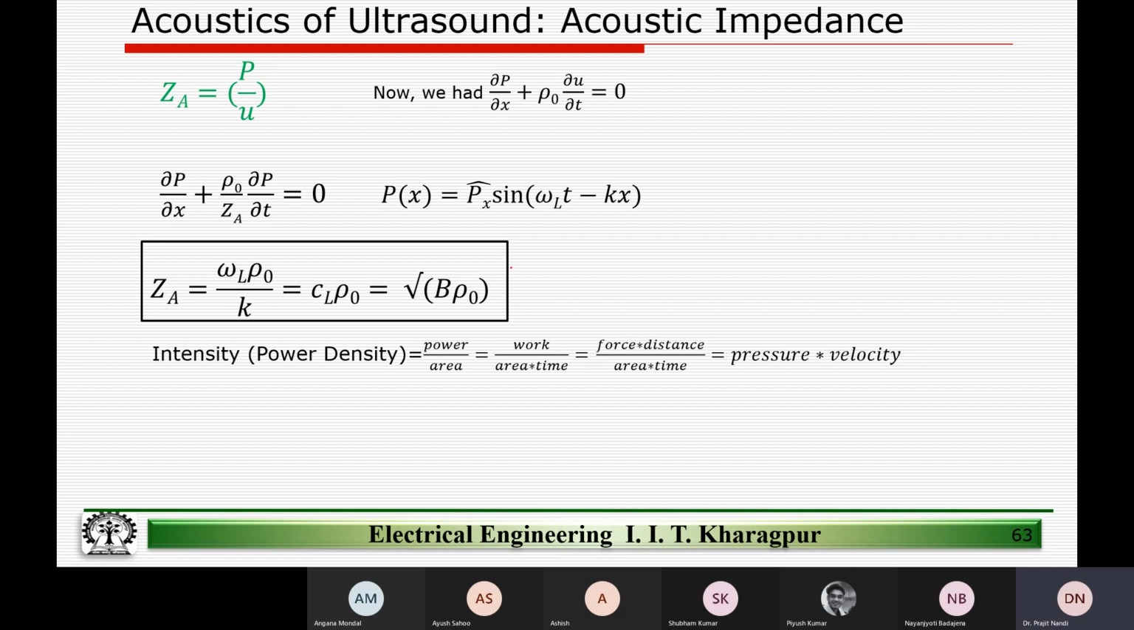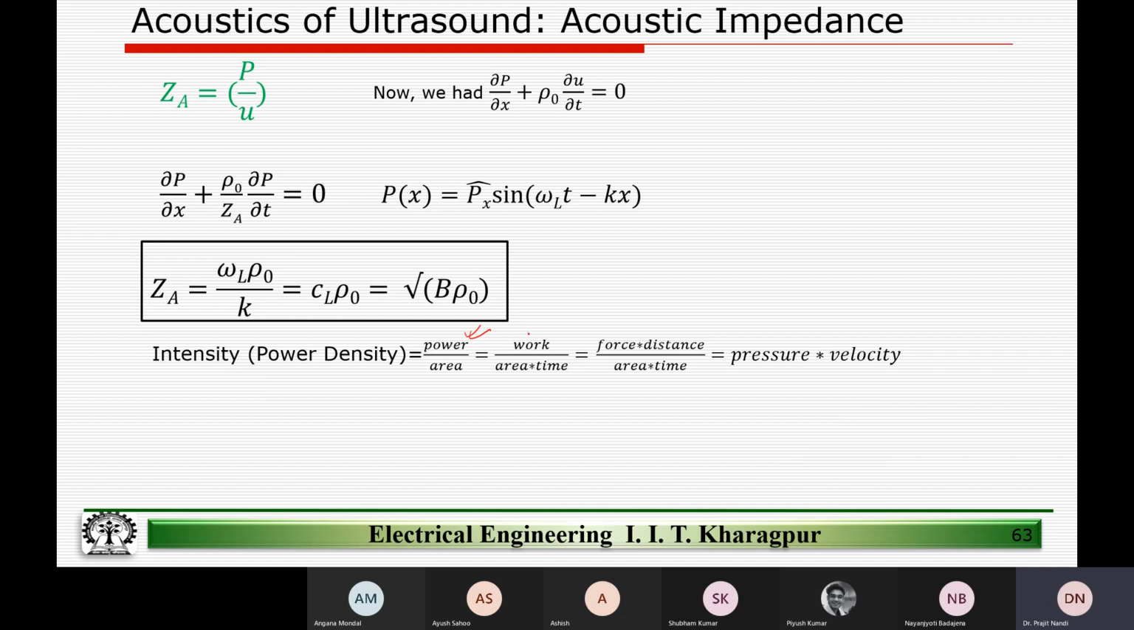And the reason, again, you will see all of these coming into the picture in the subsequent slides: how ZA comes into the picture, or the acoustic impedance, or how the reflection and the transmission will happen. We'll see in the subsequent slides, so bear with me. So the intensity or the power density, which we can use interchangeably, is nothing but power by area, that we know, right? The amount of power that you are applying on a certain area.